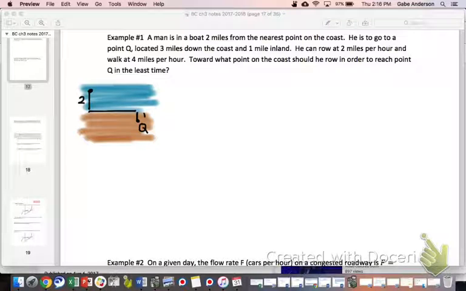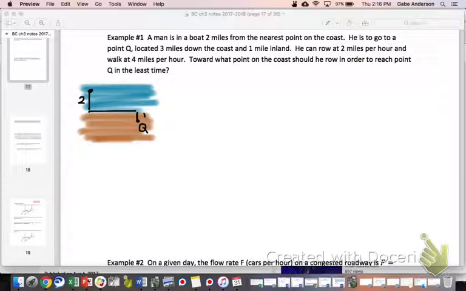But the truth is, he rows and walks at different speeds, which I think we understand. It's much harder to row in the ocean or a lake or whatever than it is to walk. And so he's slower in the water. And so he needs to paddle in the water, obviously, but he doesn't want to do too much of that, right? Because he's slow in the water.